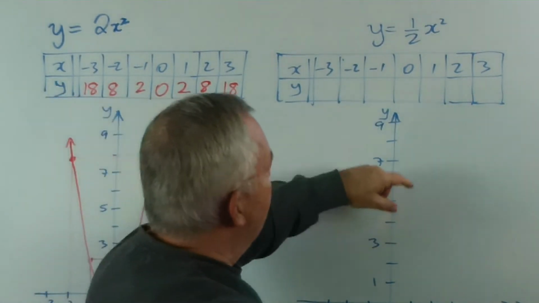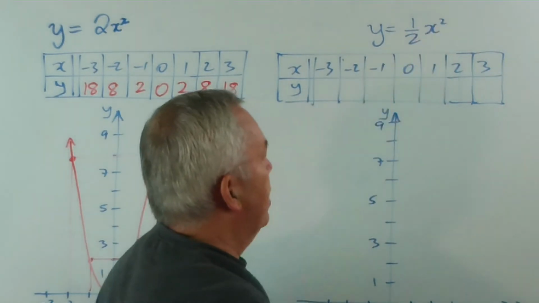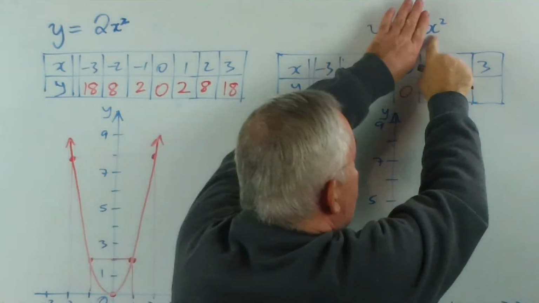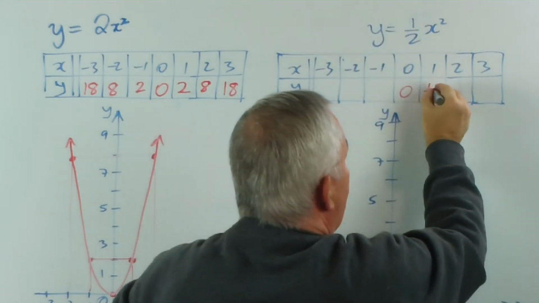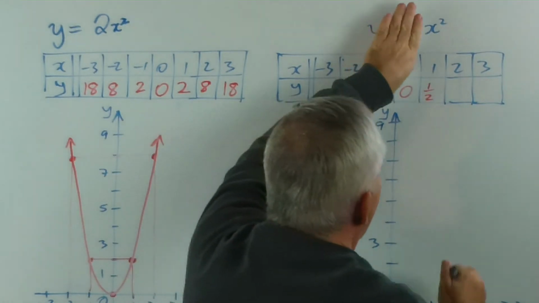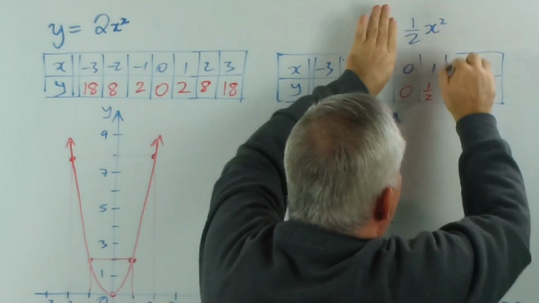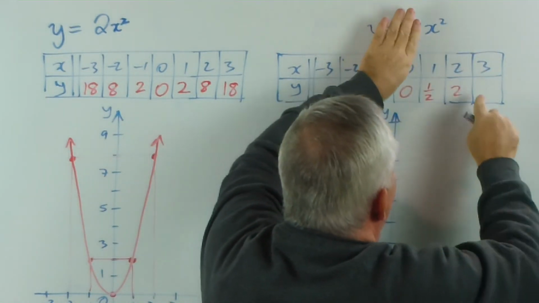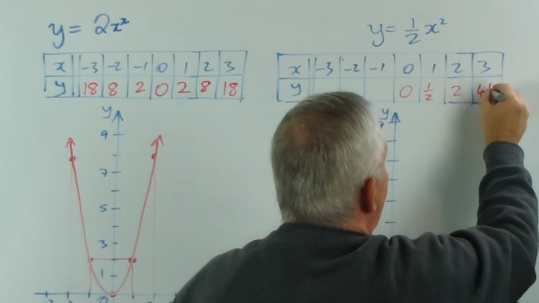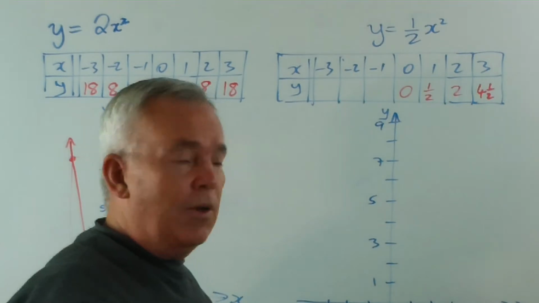Let's look at this one. 0 squared is 0, half of that's still 0. 1 squared is 1, and half of that is just a half. So we're starting to see some fractions here. 2 squared is 4, half of that is 2. And 3 squared is 9, and half of that is 4 and a half, or if you prefer, 4.5.